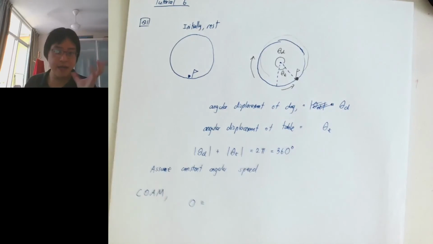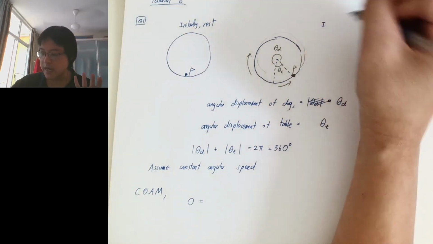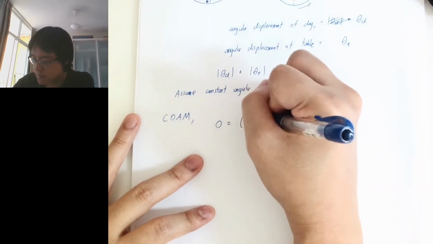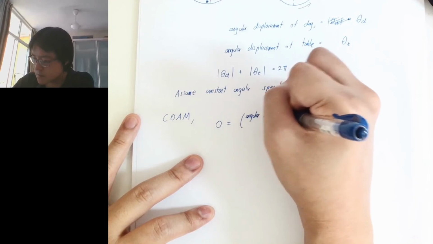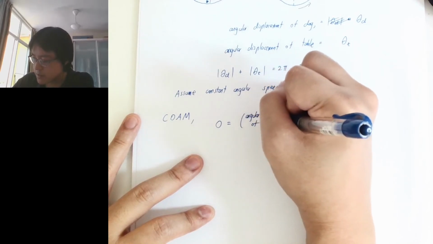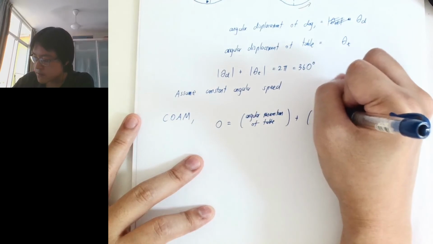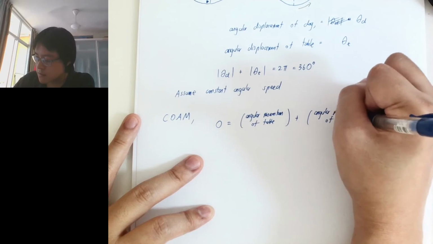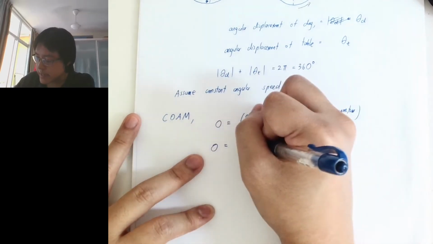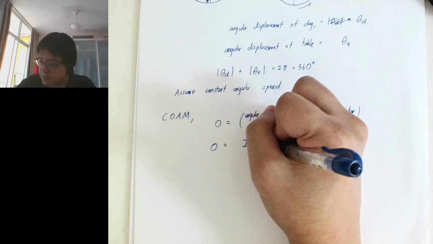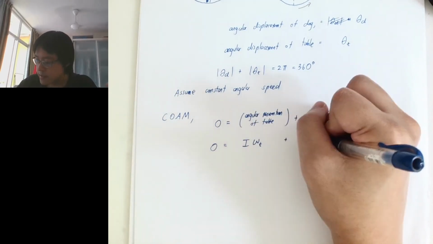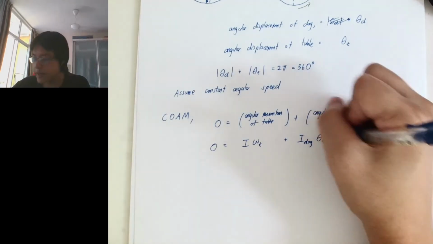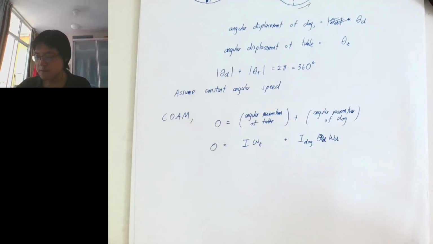I have a table where the moment of inertia is I. Let me write the angular momentum of the table plus the angular momentum of the dog. The angular momentum of the table is I times omega table, and the angular momentum of the dog is the moment of inertia of the dog times omega dog.